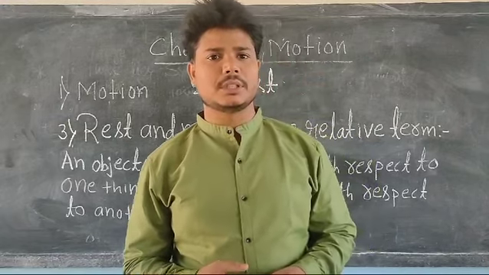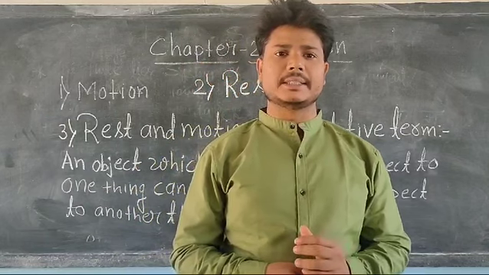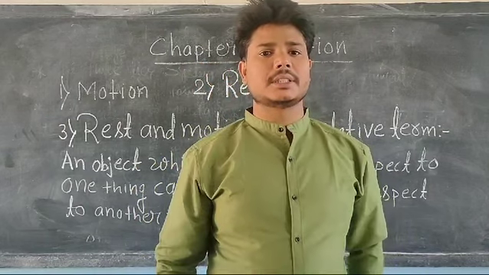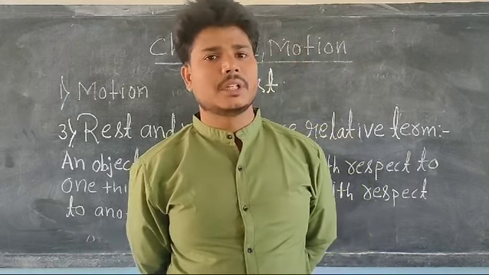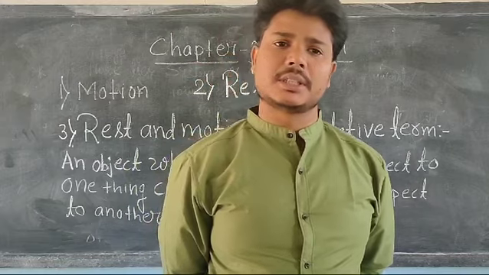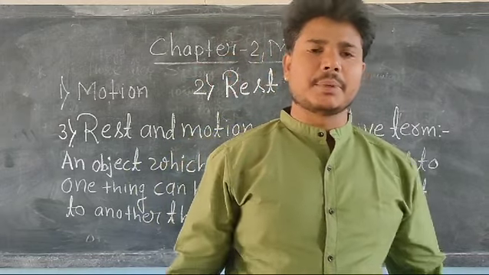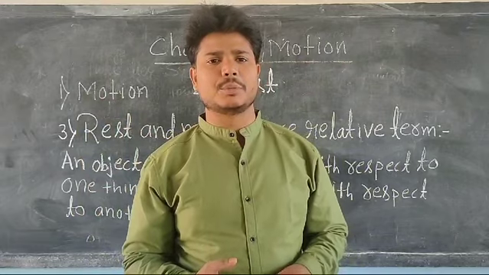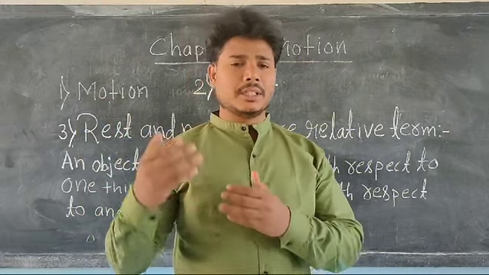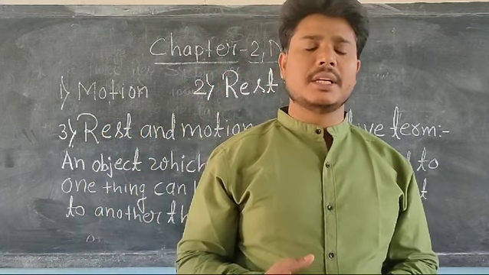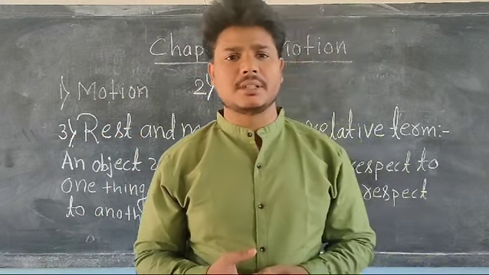What is motion? An object is said to be in motion if it changes its position with respect to time as well as with respect to the stationary object. An example is a bird flying in the sky, which is an example of motion because its position changes with respect to time as well as with respect to the stationary object.